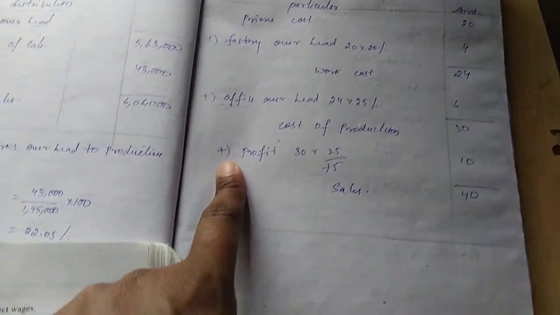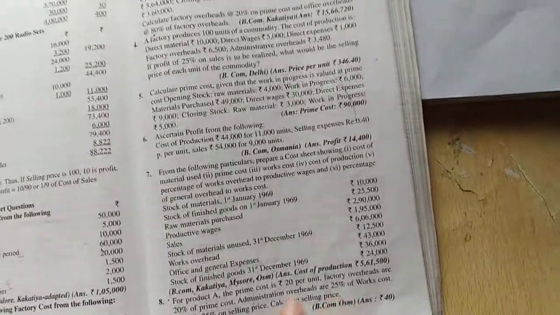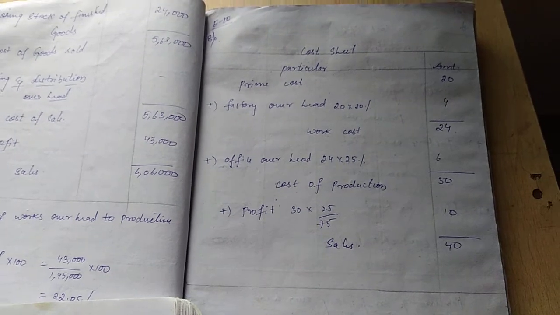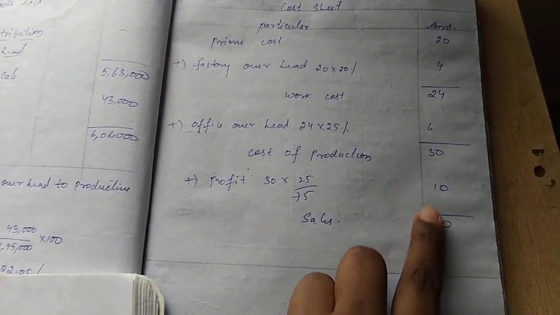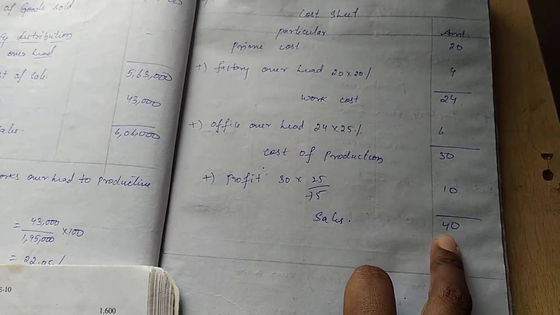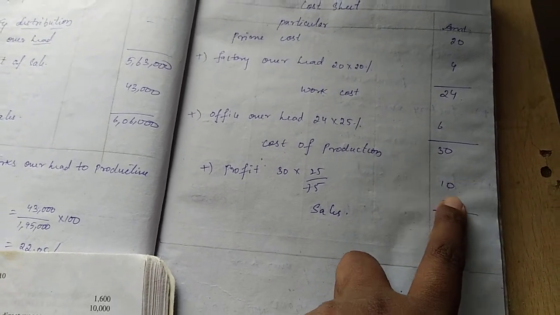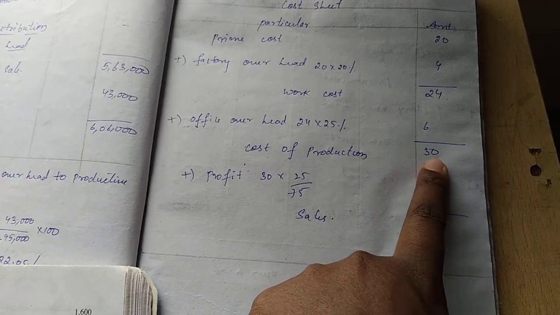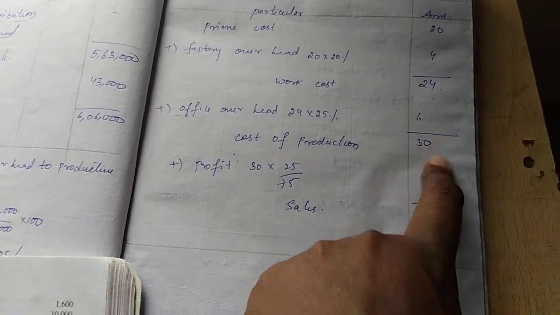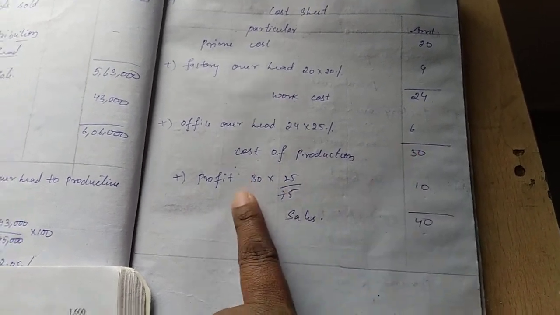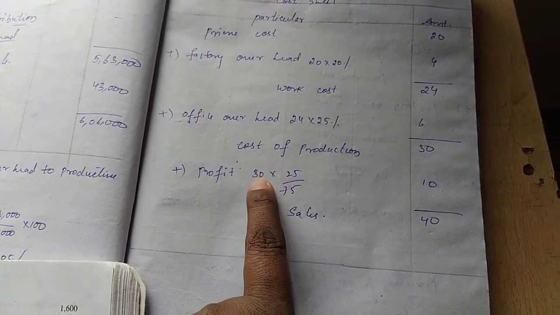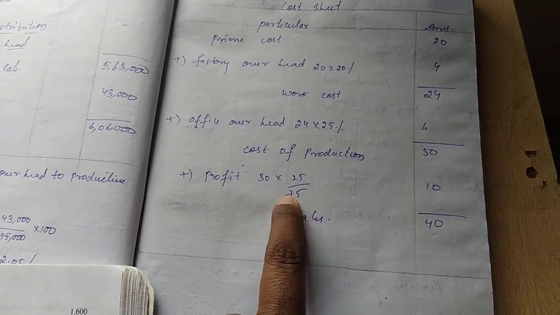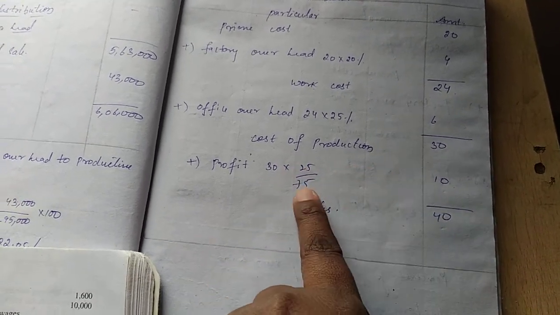30. Then finally profit, he has given 25% on selling price, but has he given the selling price here? No. The same point I told you in the fourth question, I'm repeating it again. Here we have to think of sales as 100%. If profit is 25%, then cost of production will be how much? 75%. Now on this cost of production we have to do 30 into 25 divided by 75, nothing but rate divided by 100 minus rate.